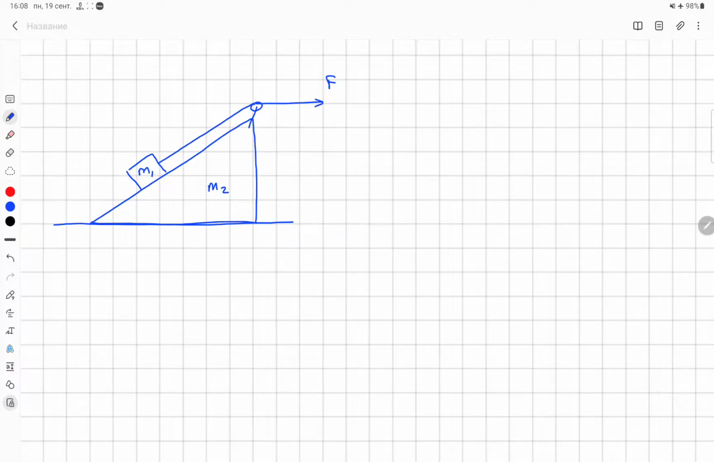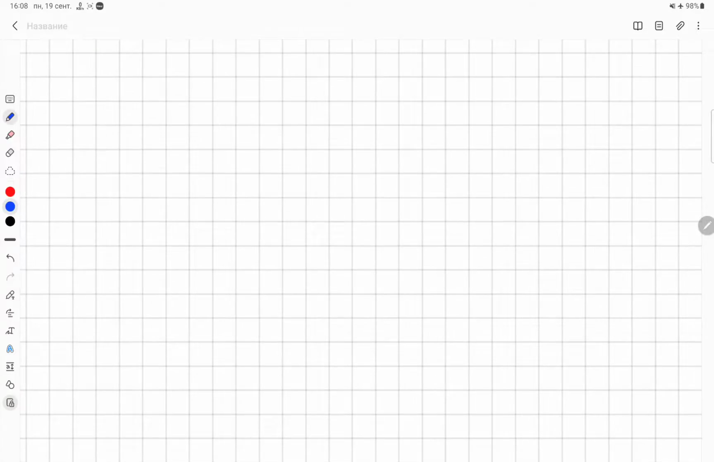So let's start with M1, for example. Mass 1, object 1. Let me draw it separately here. We have M1G downward, and upward in this direction we have a force, and this angle is equal to alpha. And the normal force, because we have a contact between M1 and M2. I think that's all. We have 3 forces, no friction.